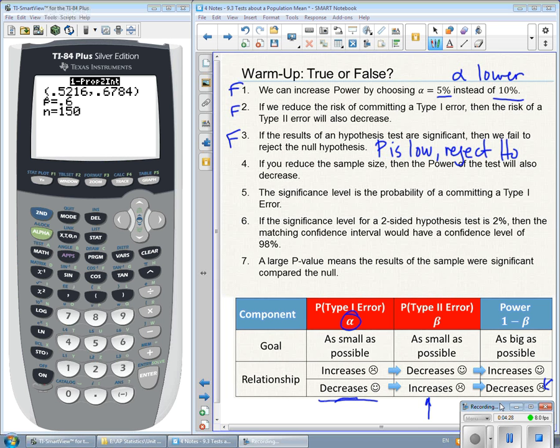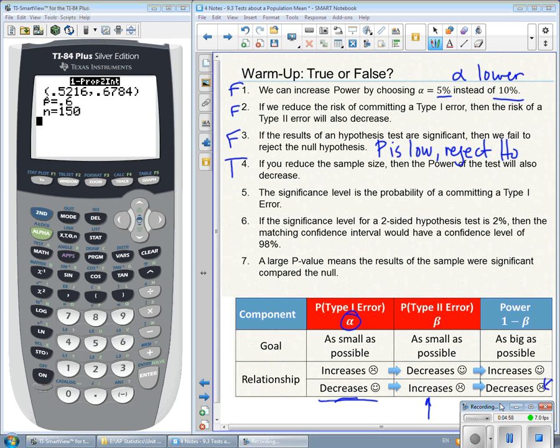In number 4, if you reduce the sample size, then the power of the test will also decrease. Now, we don't have that in our table at the bottom, but remember, increasing the sample size is the best thing that we can do because it reduces the error and it improves the power. And so this is just the converse of that statement. If we reduce the sample size, then the power of the test will also decrease, and that is true. Reducing the sample size is going to have a negative effect on everything.